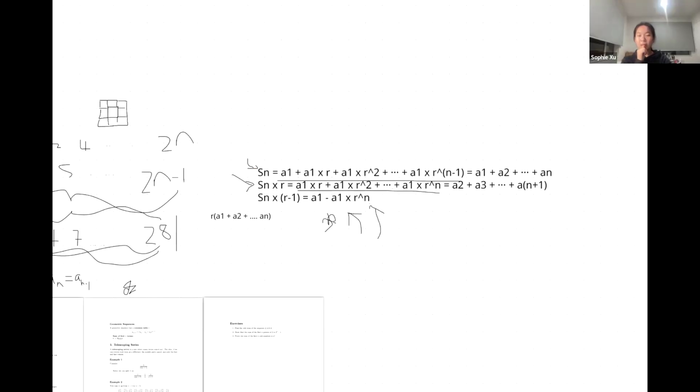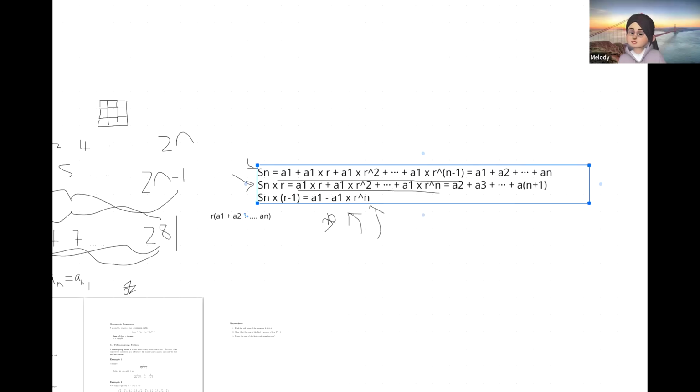Yeah? Because if it was first part minus second part, then it would be this, right? But otherwise, it should be the other way around, minus the first one. Yeah.